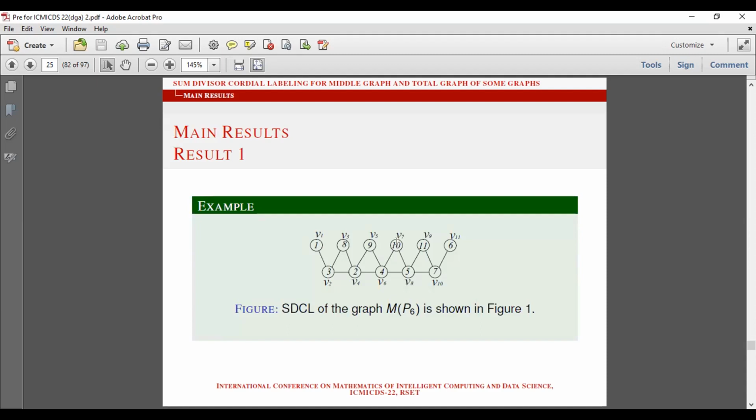Here V1, V3, V5, V7, V9, and V11 are the vertices of the main graph, and V2, V4, V6, V8, and V10 are the newly added vertices. If we label the vertex V1 with 1, and for the newly added vertices we use 3, 2, 4, 5, 7, 6, 8, 9, 11 in such a way, and after that we use the next number to the last vertex of the path, and in sequence we use the remaining labels, then the resulting graph satisfies the condition for sum divisor cordial labeling, and it is a sum divisor cordial graph.